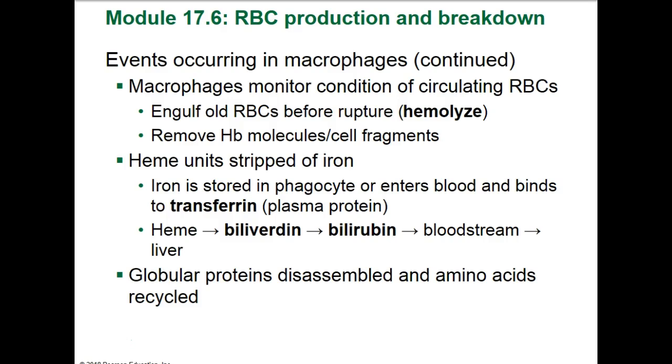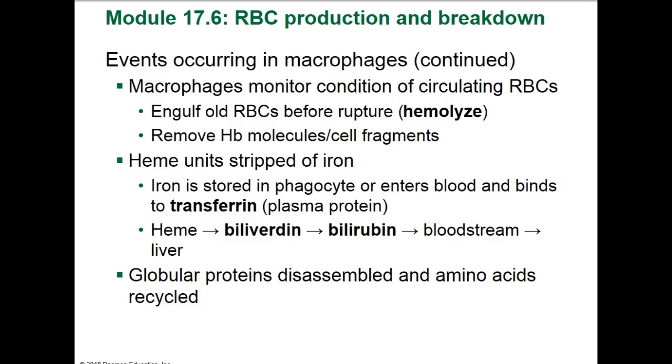Now, macrophages are monitoring the condition of your circulating red blood cells. They engulf the old red blood cells before they rupture or hemolyze, and they remove the hemoglobin molecule and cell fragments. The heme units will be stripped of the iron, and then the iron is stored in the phagocyte, or it goes into the blood and binds to transferrin, which is a plasma protein.